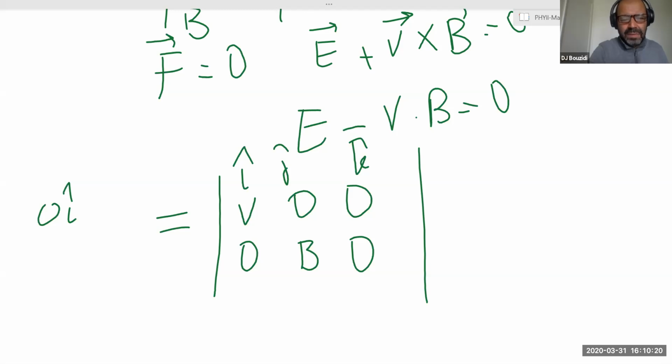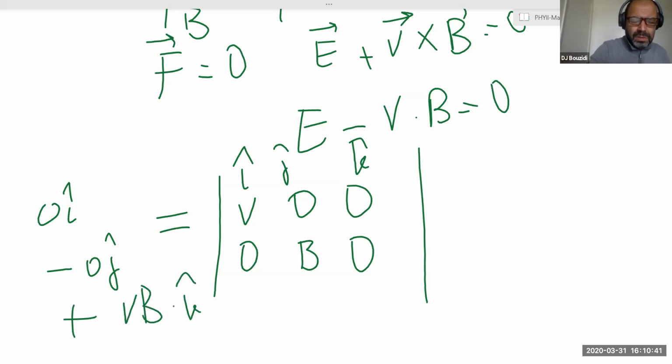I have minus v times B. v times 0 is 0, and 0 times 0 is 0. So it's going to be minus 0 times j, plus in the k hat direction, v times B minus 0. So it's very easy to do it also with the coordinates. Again, v this way in the x direction, the magnetic field is in the y direction, going in. The force is going to be in the positive k hat direction.